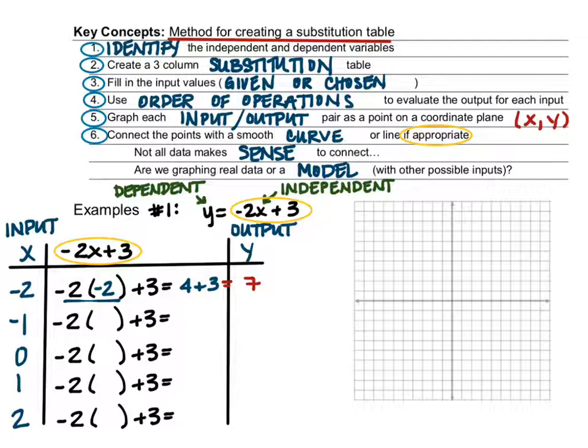Okay, let's continue down the tables. So I'm now going to put in my input value of negative 1. So I'm going to say negative 2 times the input of negative 1 plus 3, giving myself positive 2 plus 3, ending up with 5. The next one, we're going to plug in 0, and 0 times anything is 0. So we're going to have 0 plus 3, and I'll get 3 for my output. My next input's going to be a positive 1. I'm going to plug that in. Negative 2 times positive 1 gives me a negative 2 plus 3.